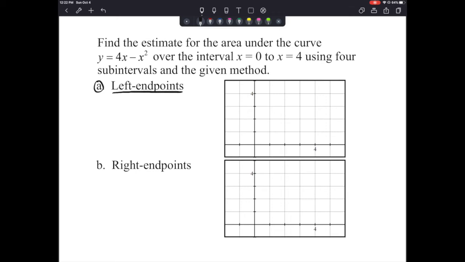So before we can do it, let's take a second here and figure out what this function looks like. That's just going to be a parabola that opens down, and we've got that 4x. So let's put it into factored form. We'll factor out our x, and we have 4 minus x left over. That means we're going to have an x-intercept at 0, and then we'll have one at 4.